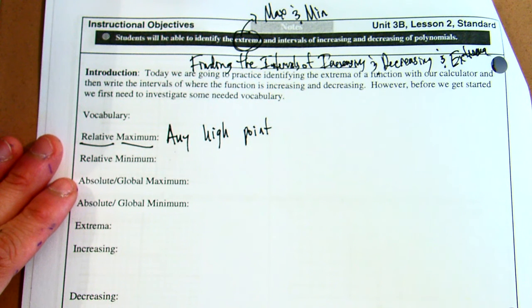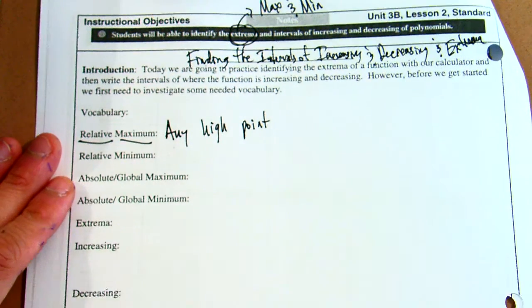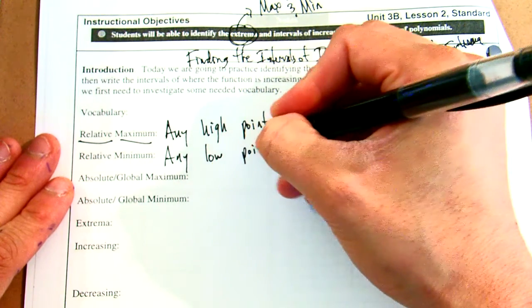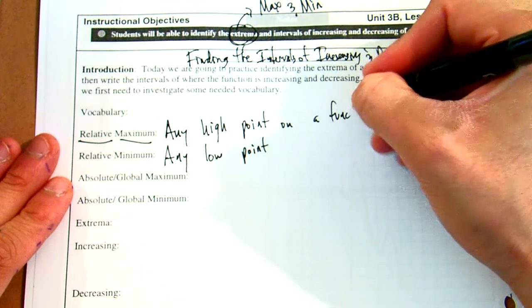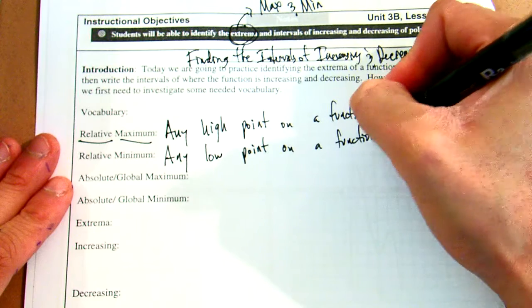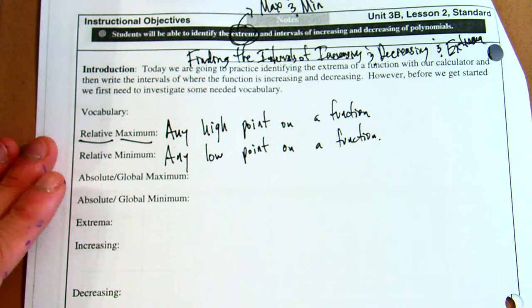Okay? So, therefore, what is a relative minimum? So this is any low point on a function here. Should probably be a little bit more specific here. So that is what a relative is.